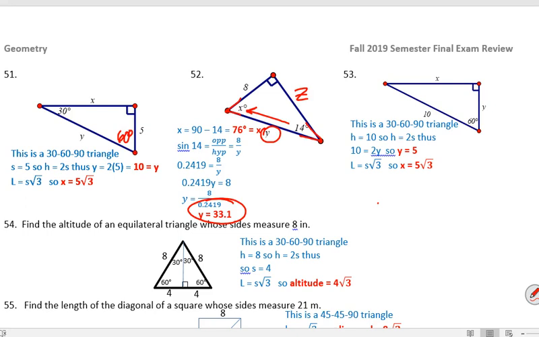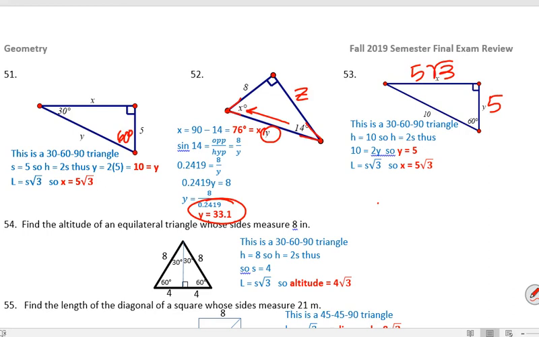Number 53 is another 30, 60, 90 triangle. And this one again, we have this time the hypotenuse. Well, the formula for the hypotenuse is 2 times the short leg, so we can find the short leg. We would just divide 10 by 2. So y is equal to 5. And remember that the long leg is just 5 times the square root of 3.